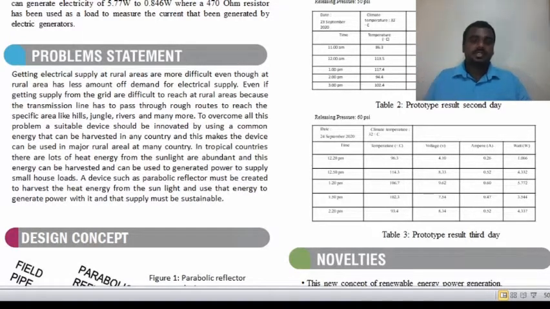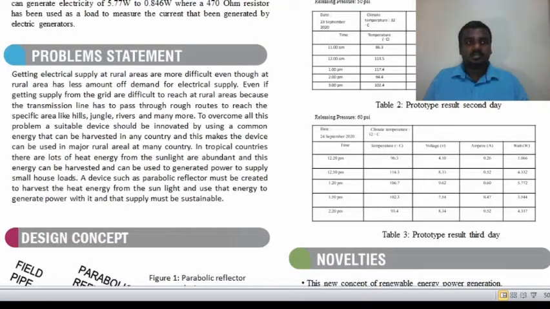Through this project, what kind of problem can we solve? The aim of this project is to be used in rural areas, because in rural areas it's very hard to get electricity, and electricity is a basic need for every one of us. If they want to get supply through a transmission line, it is very difficult, because the transmission line has to go through difficult paths. They have to go through hills and all.